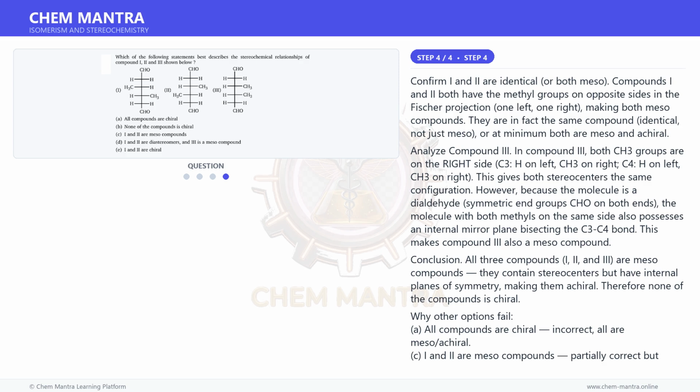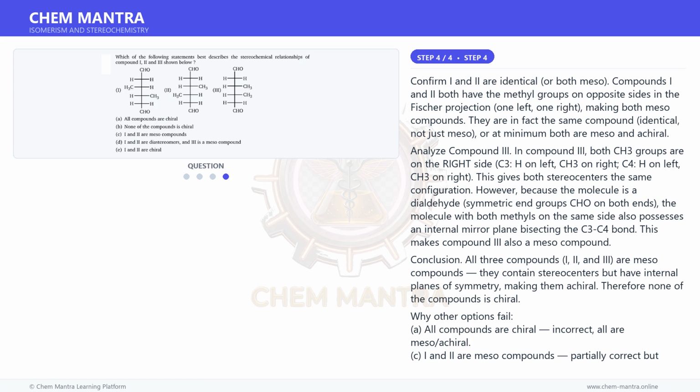And for the final step, confirm I and II are identical or both meso. Compounds I and II both have the methyl groups on opposite sides in the Fischer projection, one left, one right, making both meso compounds. They are in fact the same compound, identical, not just meso, or at minimum both are meso and achiral. Analyze compound 3.